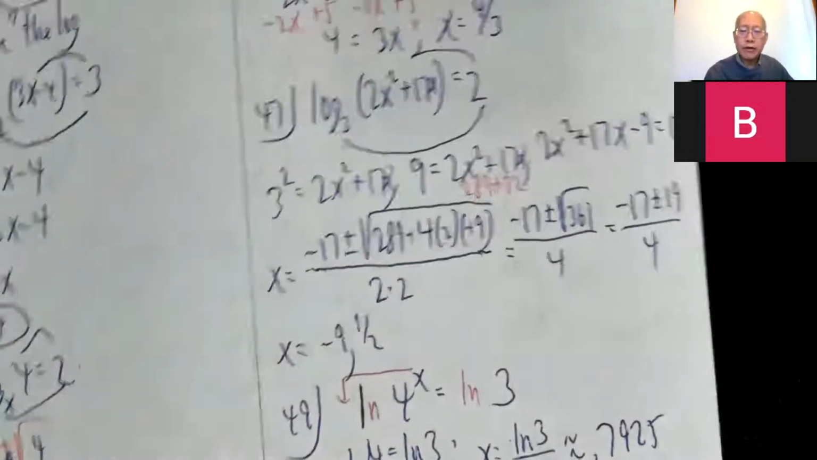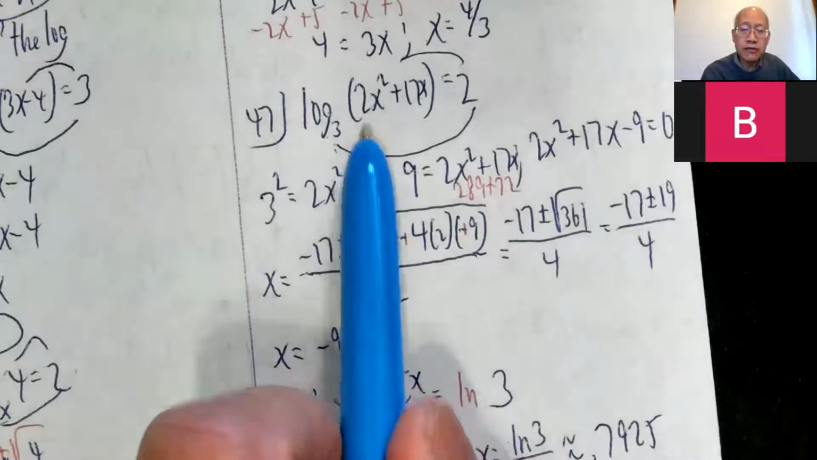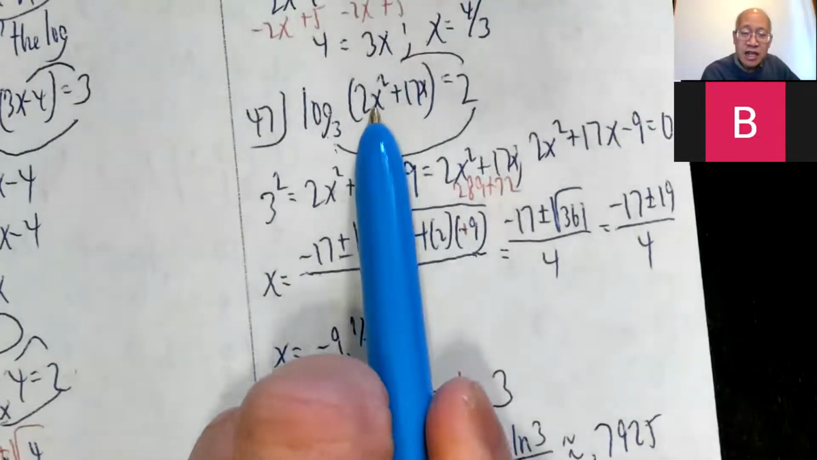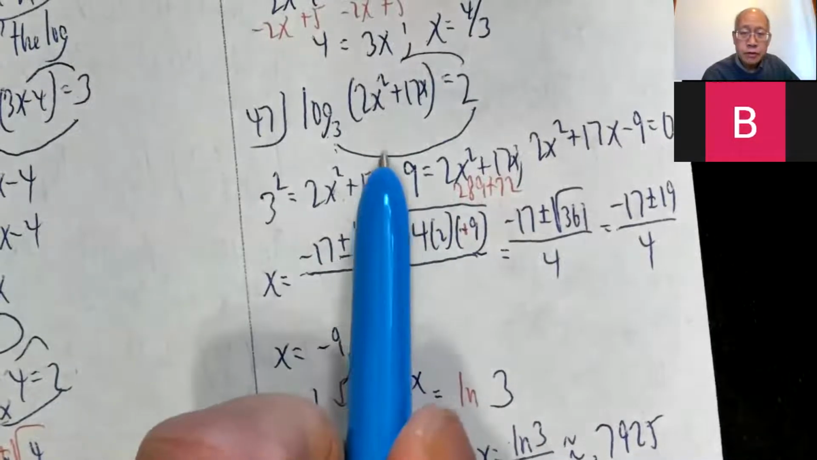Okay, now what about throwing out stuff? Do I throw out the -9? Not in this case. See, the -9 isn't the issue. The issue is, am I taking the log of a negative? If I plug in -9 here and here, you actually get a positive quantity. So I keep it.